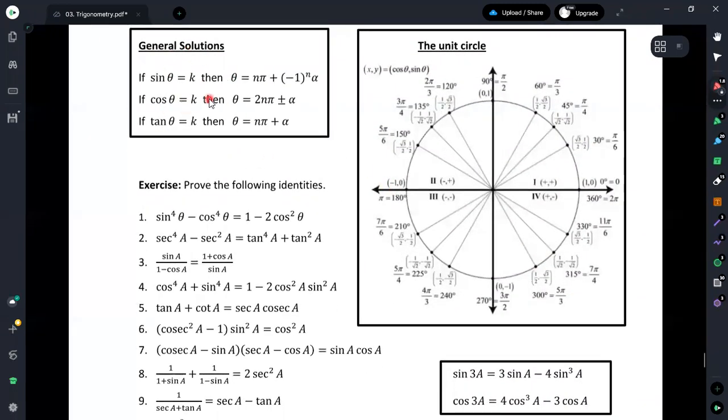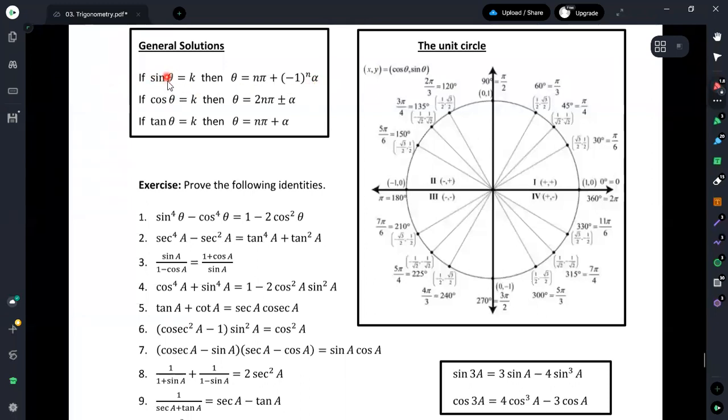It is the general solution. If sine theta is given as k, then we can find theta in the form of n times pi plus minus 1 to the power n times alpha, where alpha is the associated acute angle we are considering.